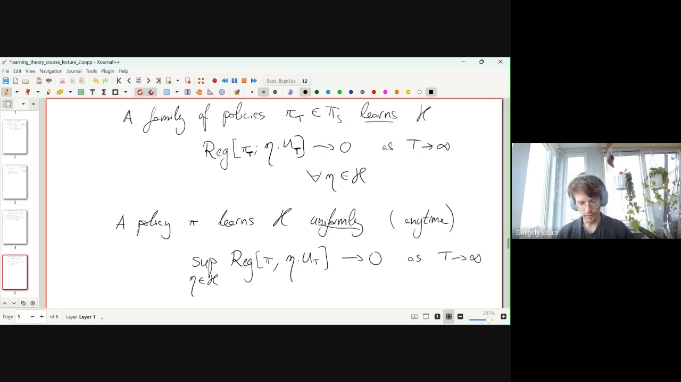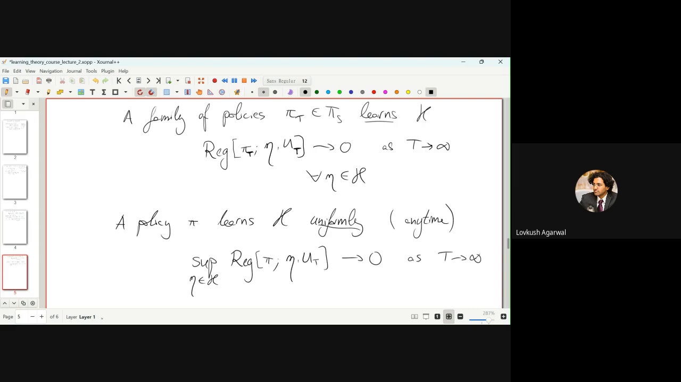So this again is a stronger condition where we require the regret to uniformly converge to 0. At this stage, we don't know if such a pi exists.